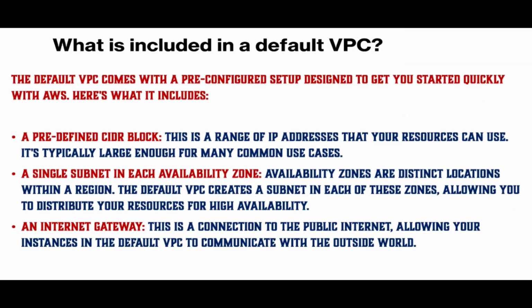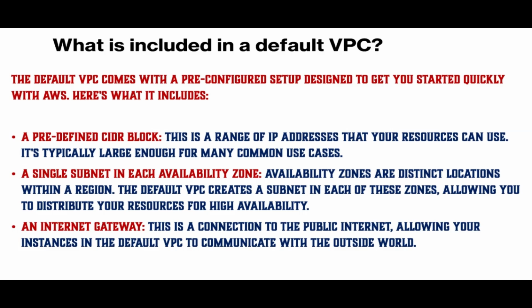What is included in a default VPC? The default VPC comes with a pre-configured setup designed to get you started quickly with AWS. Here's what it includes. A predefined CIDR block. This is a range of IP addresses that your resources can use. It's typically large enough for many common use cases.